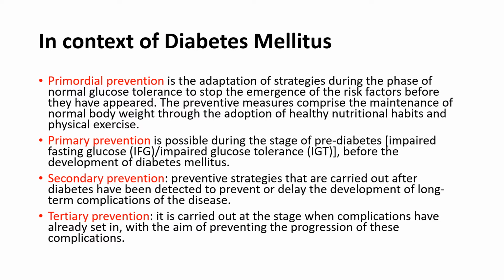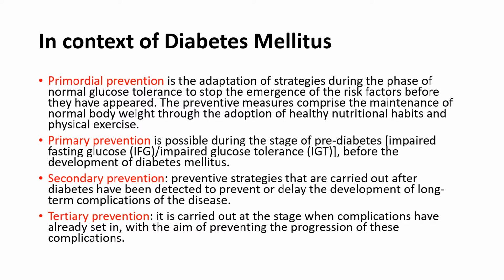So always remember, primordial prevention in context of diabetes mellitus is the adaptation of strategies during the phase of normal glucose tolerance to stop the emergence of the risk factors before they have appeared. The preventive measures comprise maintenance of normal body weight through adoption of healthy nutritional habits and physical exercise. And primary prevention in context of diabetes mellitus is possible during the stage of pre-diabetes, that is impaired fasting glucose or impaired glucose tolerance, before the diabetes mellitus is overtly developed.